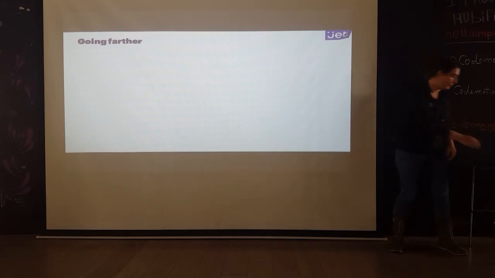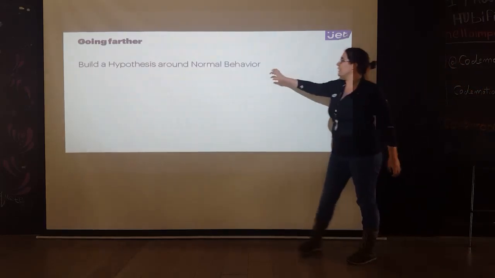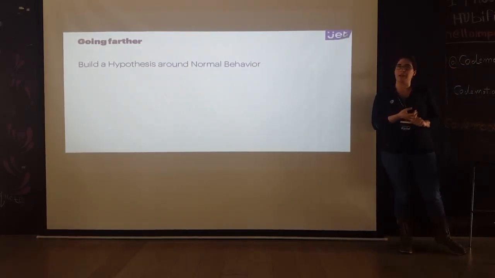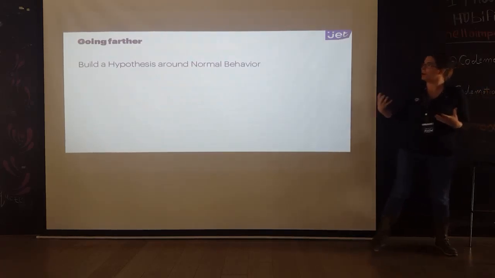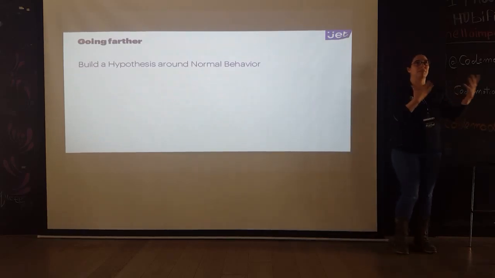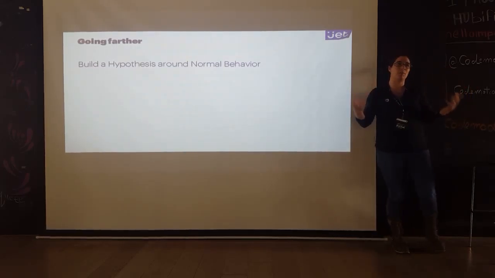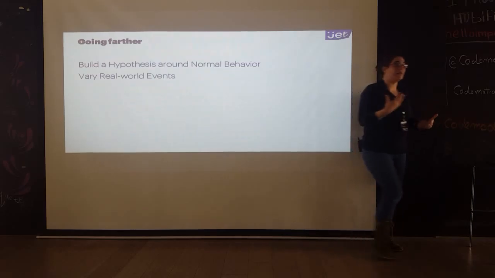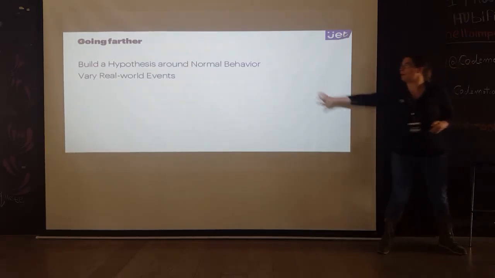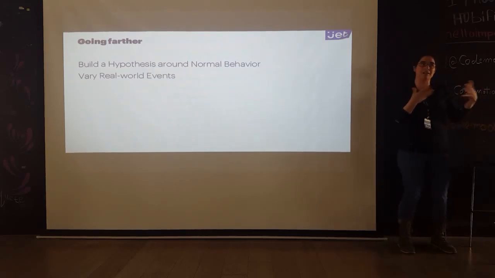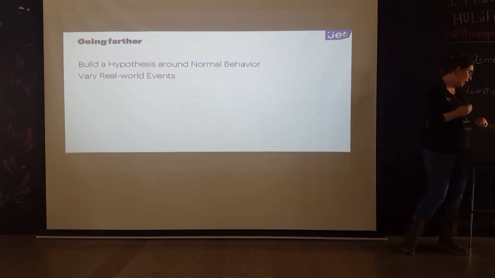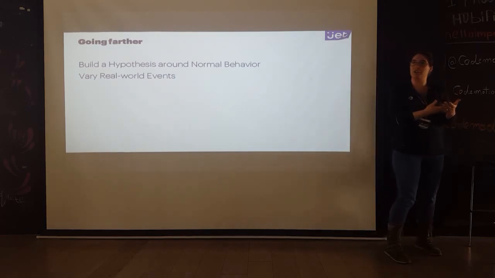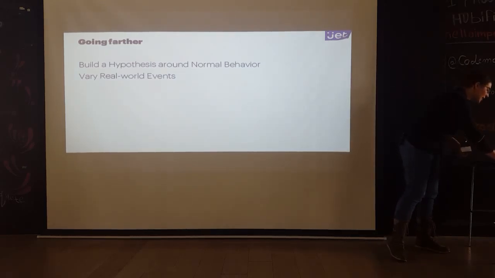So going a little bit further, start by building a hypothesis around your normal behavior. Think about system throughput, think about error rates. It doesn't have to be just the things that I mentioned before, but think about all of the different things that you need to have a responsive, good system. And then consider real world events, things that might happen. There might be a malformed response that comes back, maybe you only get half a response from something and it doesn't work quite right. Maybe you have a spike in traffic that your servers can't handle appropriately. Think about these sorts of things.